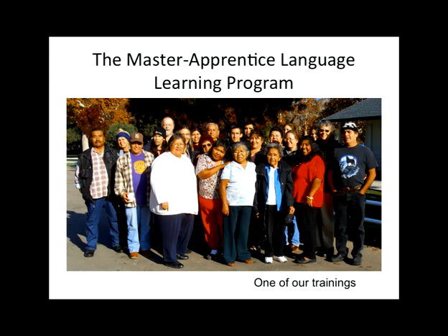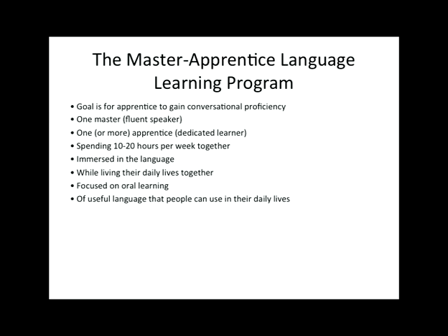So the Master-Apprentice Language Learning Program, the goal is for the apprentice to gain conversational proficiency in the language. And the team is supposed to spend 10 or 20 hours per week together, 10 minimum. The best teams live together or move in together. They are supposed to stay immersed in the language while living their daily lives. We're saying, so long as you're together, you can do whatever you have to do, whether it's washing clothes or shopping or fishing or whatever it is. Just be sure that whatever you're doing is in the language. It's focused on oral learning of language that people can use in their everyday life.